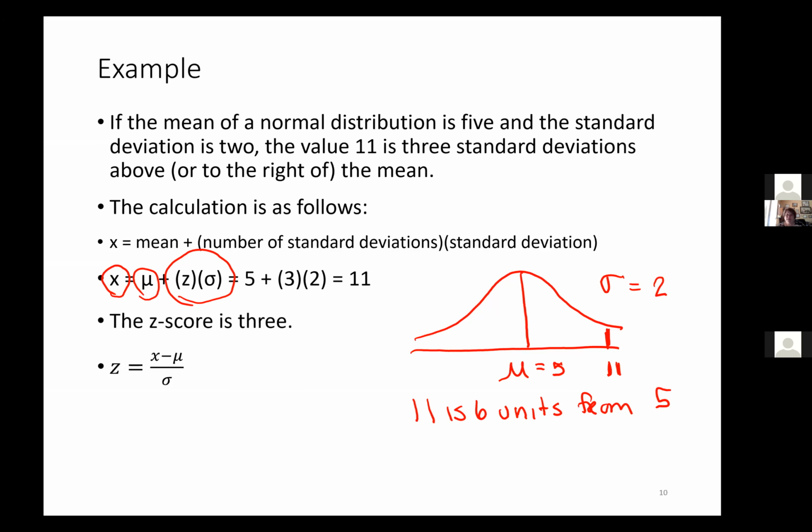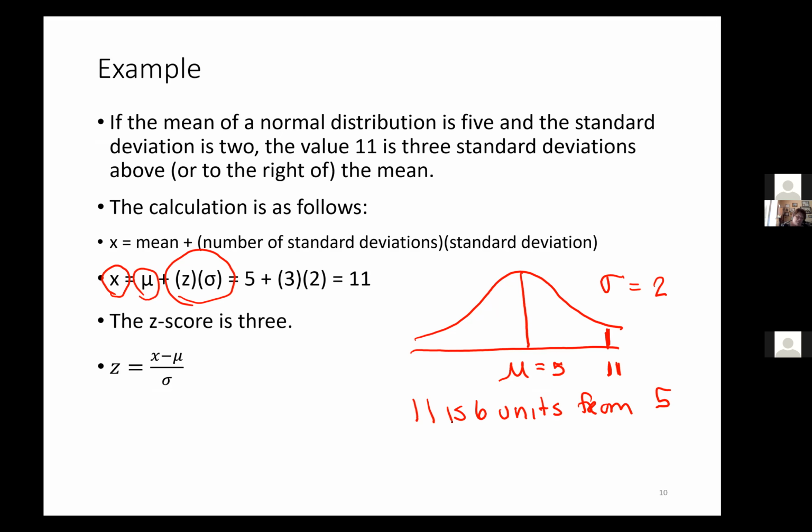Since 11 is 6 units above 5, or 6 units to the right of 5, and each standard deviation is 2 units, if I take 6 and divide it by 2, I get 3. So 11 is 3 standard deviations to the right of the mean.